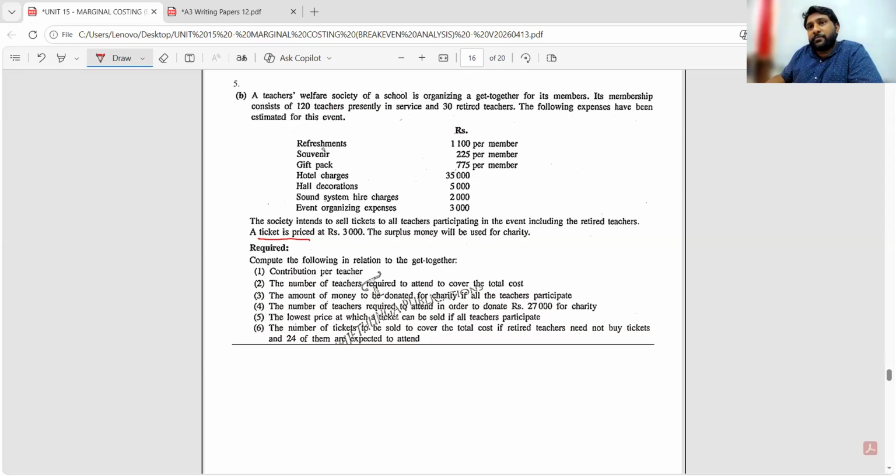Refreshment. Variable or fixed? Variable. That's good. Put it there. Souvenir. Variable. Gift pack. Variable. Hotel charges. Fixed. Whole decoration. Fixed. Sound system. Fixed. Event organizing expenses. Fixed. That's all. Game is done.